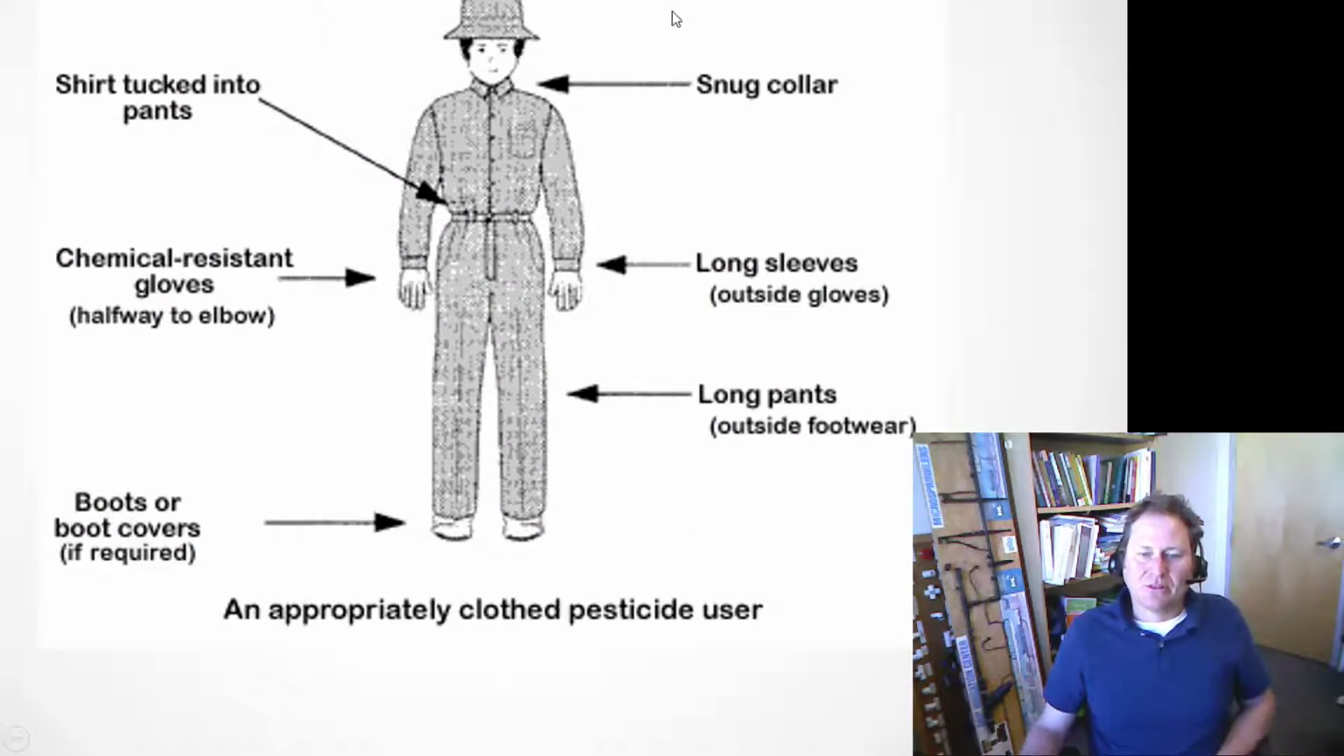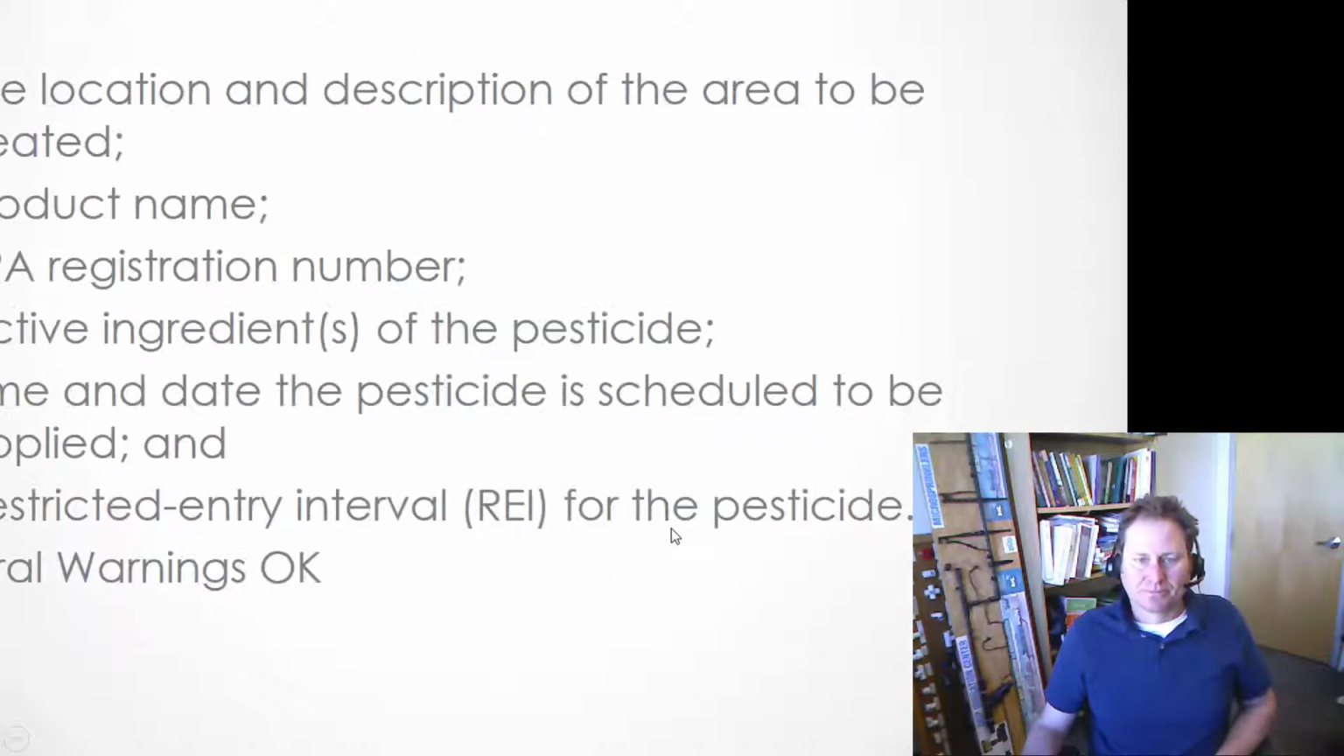Okay, here is some of the protective clothing that should be used by an applicator. Long pants, long sleeves, a snug collar, a hat, a shirt tucked in, chemical resistant gloves, boots or boot covers if required by the label. We do have coveralls that can be utilized, and that's usually what I put on when I am doing an application.